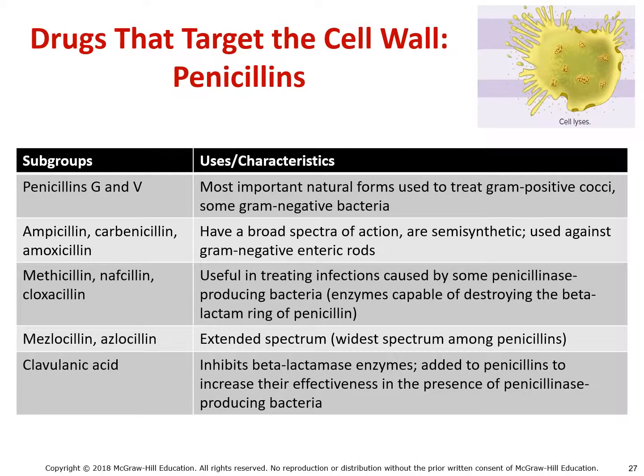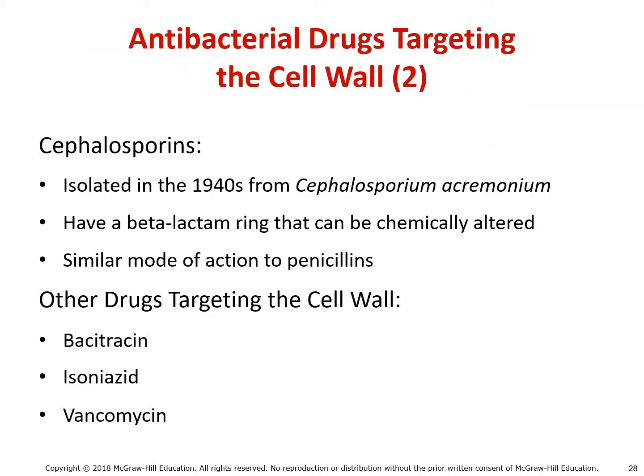So what do penicillins do? Well, penicillins with that beta-lactam ring actually disrupt the cell wall, causing the cell to ultimately lyse. So again, do not look at all the subgroups. Understand that as a family, penicillins target the cell wall.